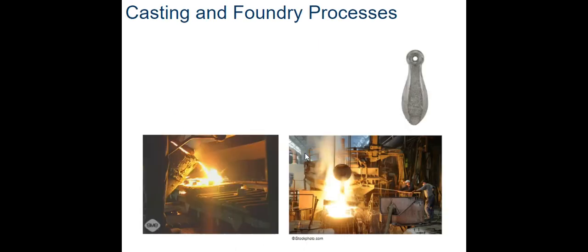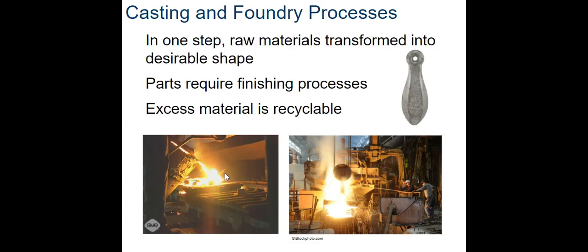Casting and foundry, for example, is where let's say you're making a lead sinker weight, like you might have seen for fishing here. They just melt the metal down, and then they would pour the liquid metal into a mold. In one step, the materials are transformed into the desirable shape. Again, this sinker weight, for example. The parts are going to require finishing processing afterwards, maybe to make it shiny, and the excess material is recyclable.